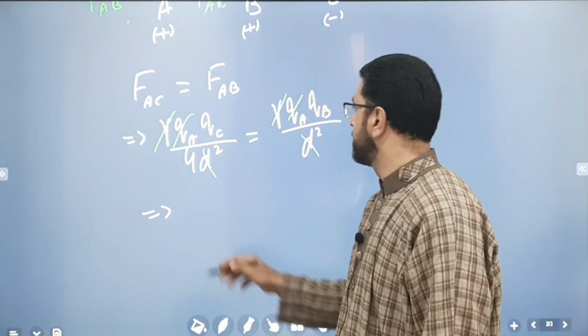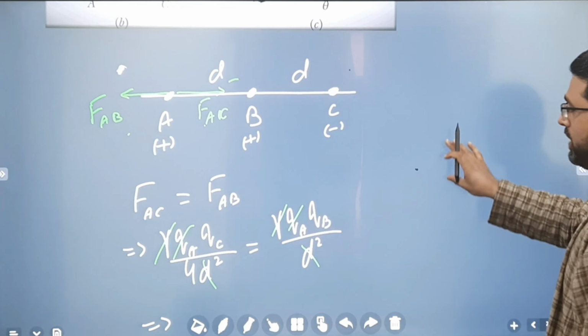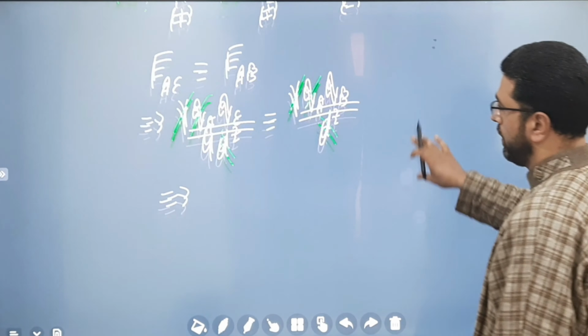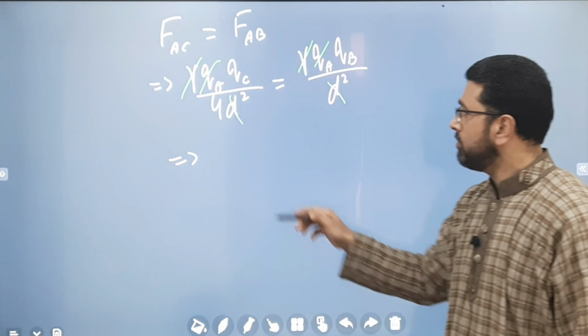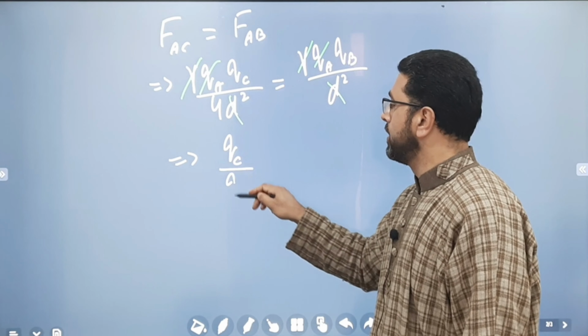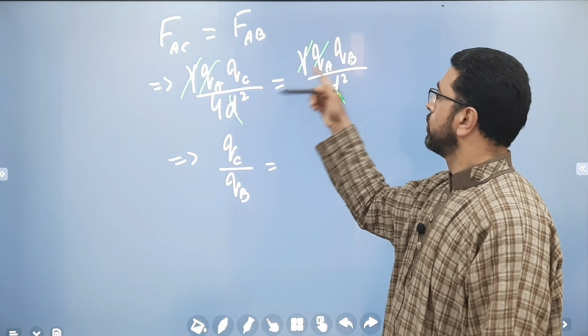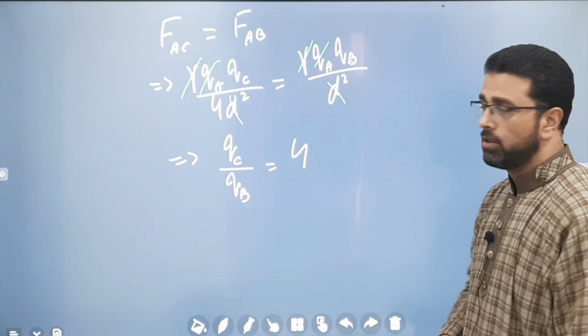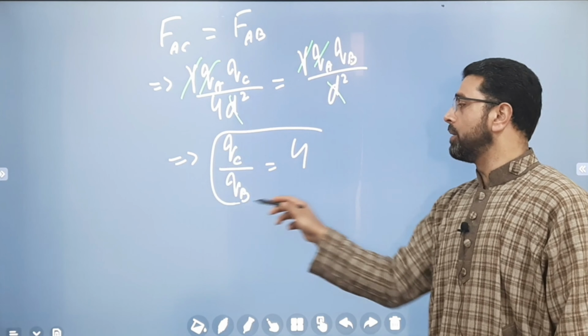So this means we'll find out QC by QB. QC divided by QB, with QB taken downstairs and 4 shifted to the other side. That's all. So QC divided by QB comes out to be 4.